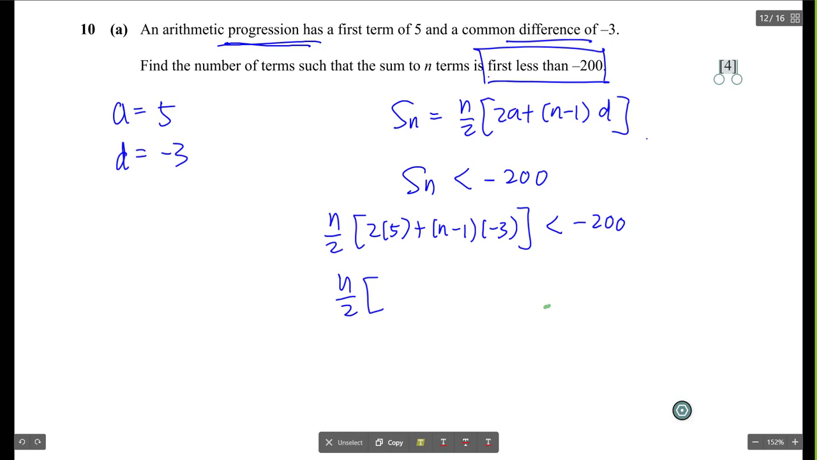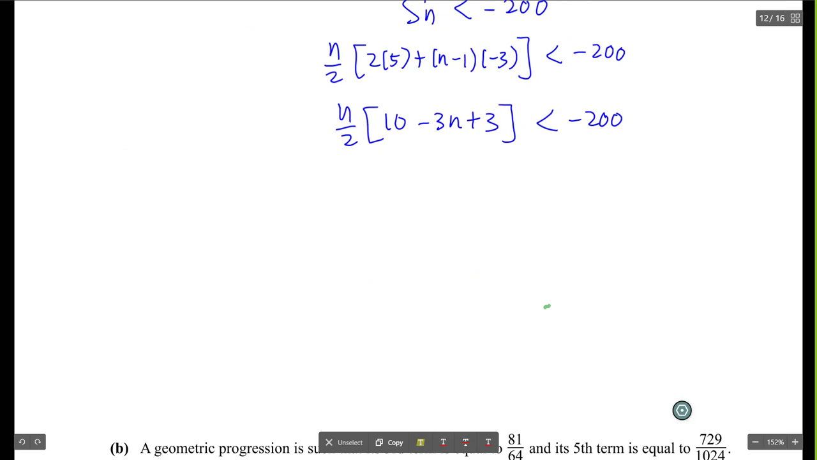This one will be 10 minus 3n plus 3 less than negative 200. We have some quadratic here. Okay, this is 13, so it's 13n over 2. And then this one multiplied will be minus 3n squared over 2, less than negative 200. I multiply by 2 and make the n squared positive.